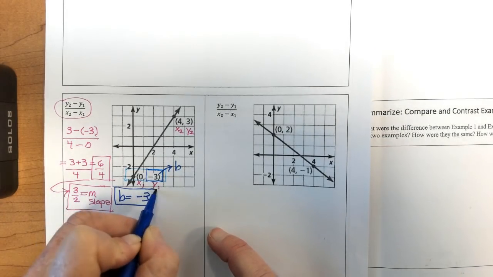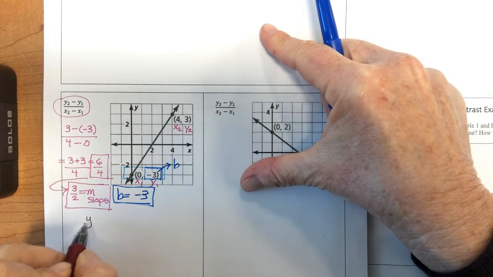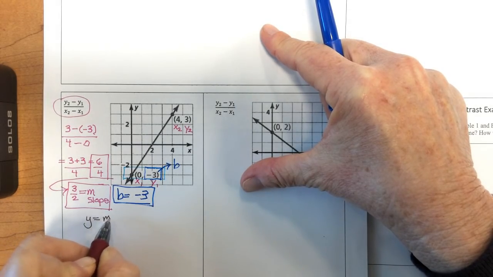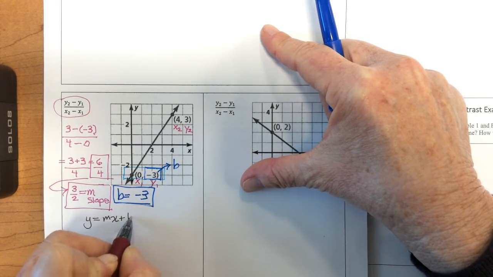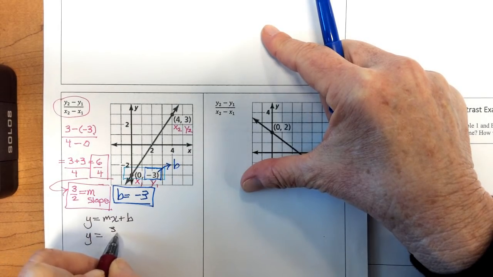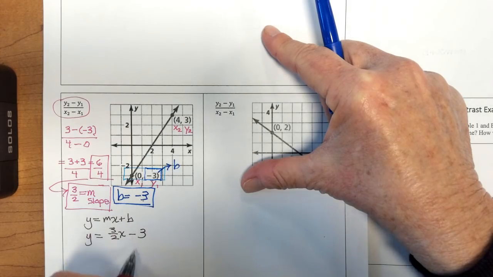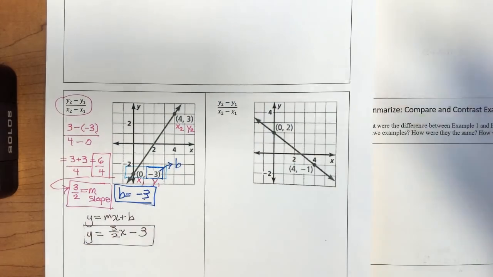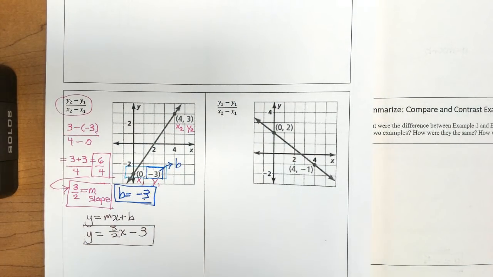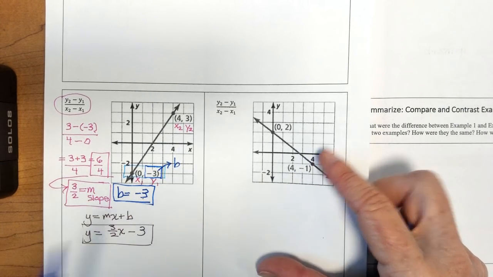So, I have the 2 most important pieces that I need in order to be able to write my equation of the line. Remember, my equation of the line is y is equal to mx plus b. Therefore, I'm able to write y is equal to 3 over 2 x, can't forget my x, minus 3. Because all I'm doing is using it just like that. And I wrote my equation of the line using the graph. And in this example, I actually calculated slope using the 2 points.